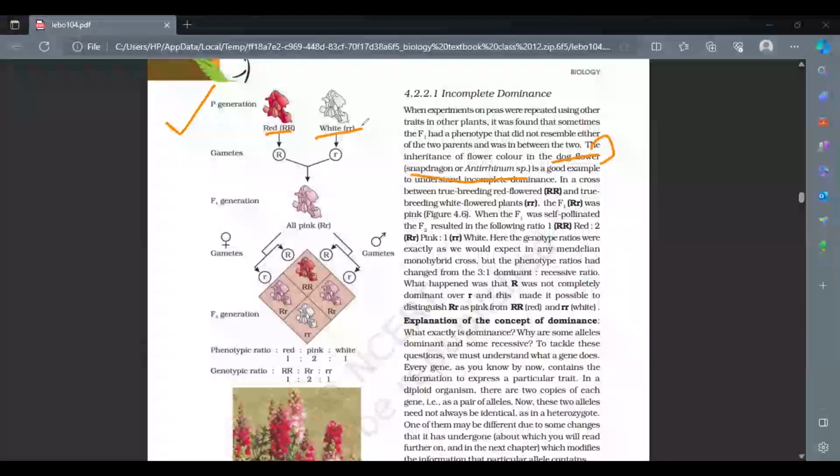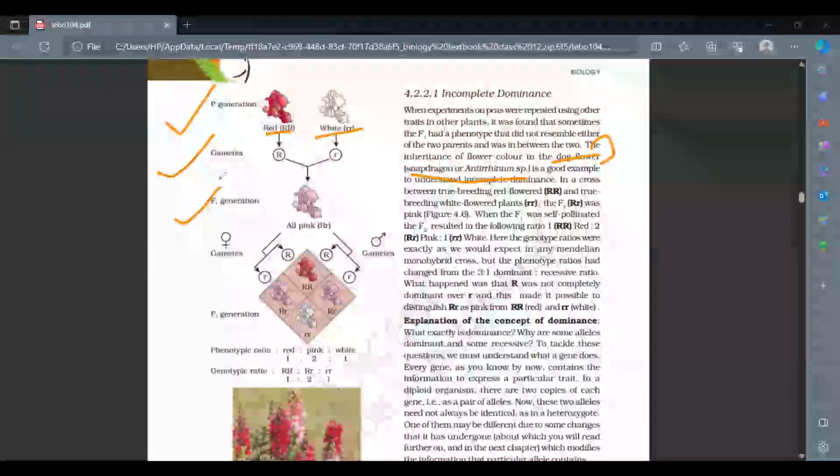So the parental population, P generation they have written, will have capital R or a small r, right? What will the gamete formation be? One is capital R, then you have a small r, and then you have the F1 generation. The expected F1 generation in this particular case was all red plants. If it is following the law of dominance, then in the F1 generation, you should be having all plants with a red color flower, okay? But what happens in this particular case is that you don't have a red color flower at all. Actually, you have a pink color flower in this case, a combination of both the white and the red. Okay. So the F1 generation is covered with the pink flower.